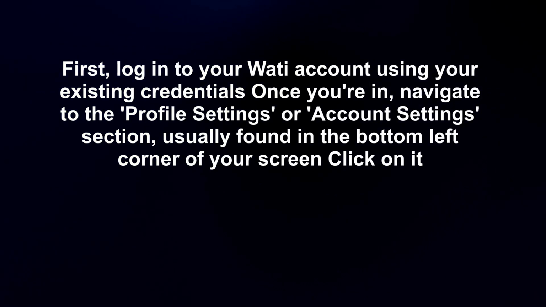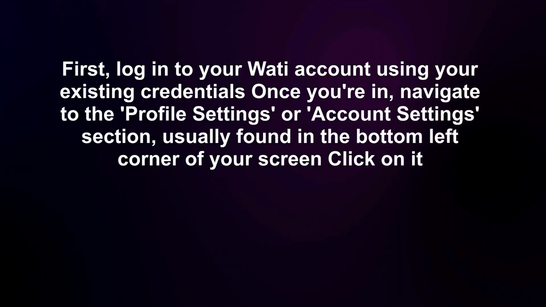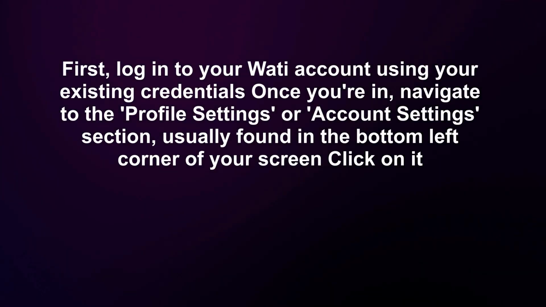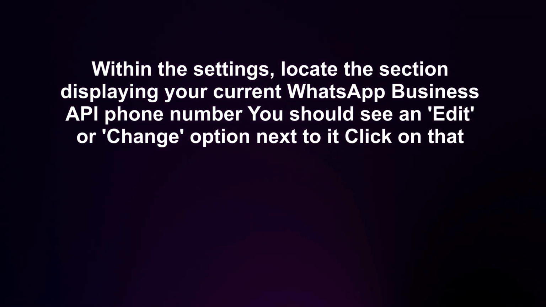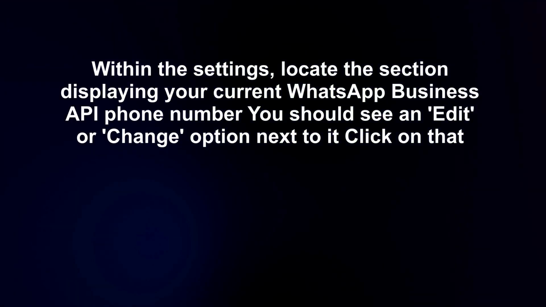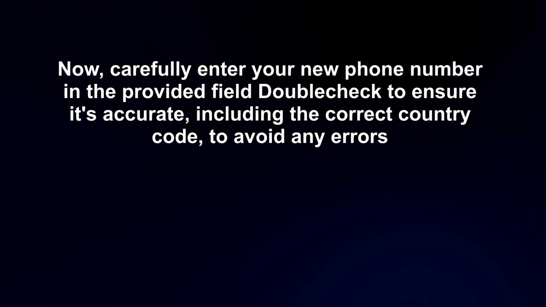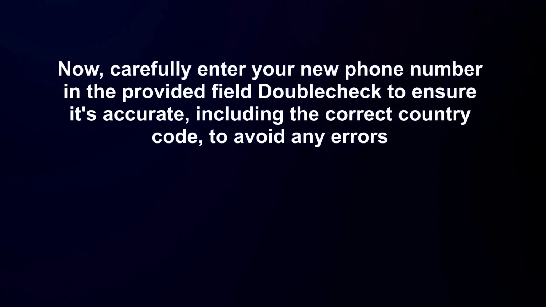Once you're in, navigate to the Profile Settings or Account Settings section, usually found in the bottom left corner of your screen. Click on it. Within the settings, locate the section displaying your current WhatsApp Business API phone number. You should see an Edit or Change option next to it. Click on that. Now, carefully enter your new phone number in the provided field.